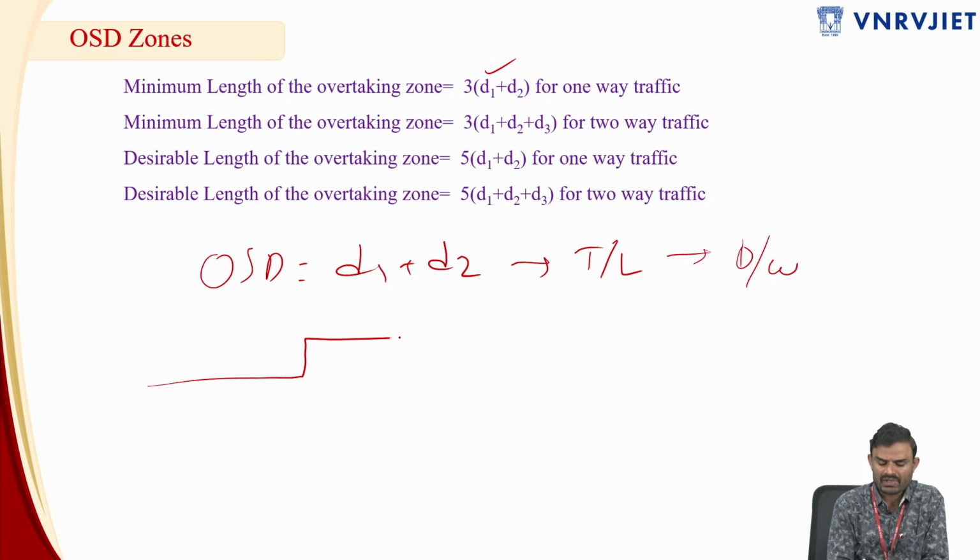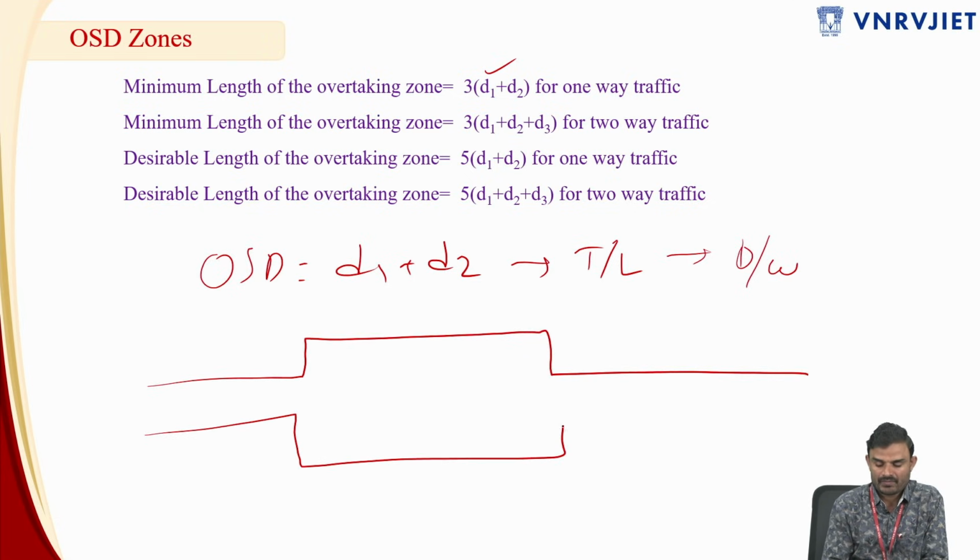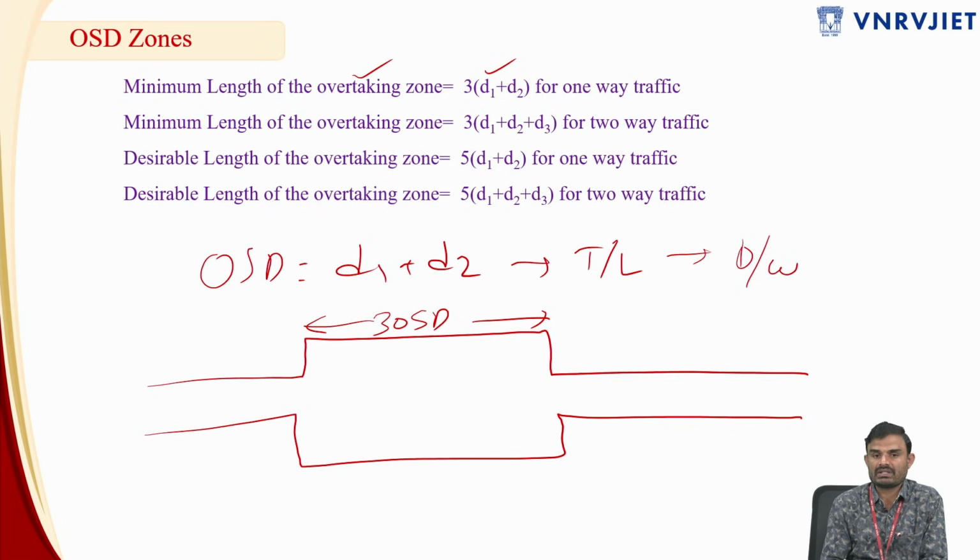So that zone will be something like this. The minimum length of the overtaking zone should be provided at any cost, and this value will be equivalent to OSD. You have to calculate the OSD from the given data, which is D1 plus D2 plus D3. Once you get this, you have to provide 3 times that, which is the minimum overtaking zone for intermediate carriageways.